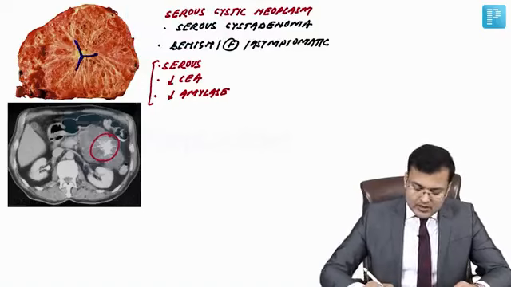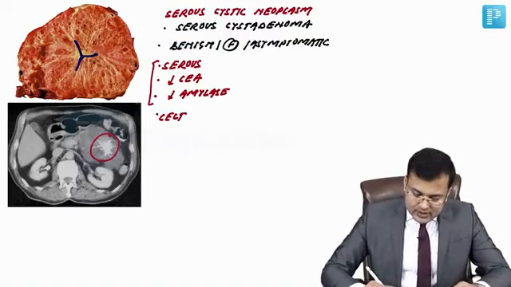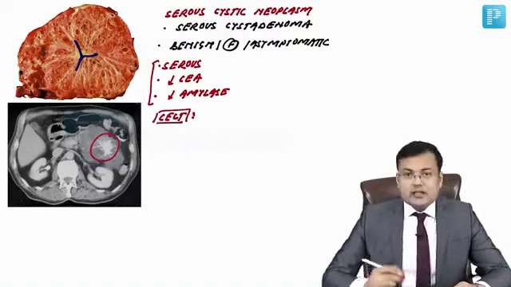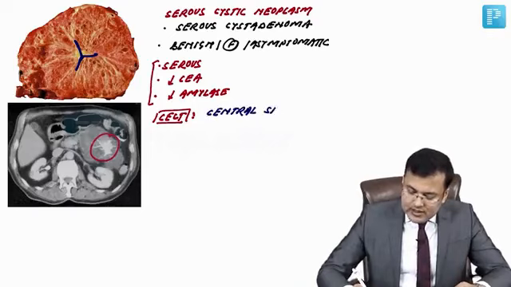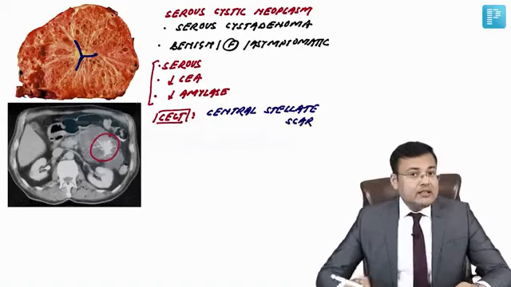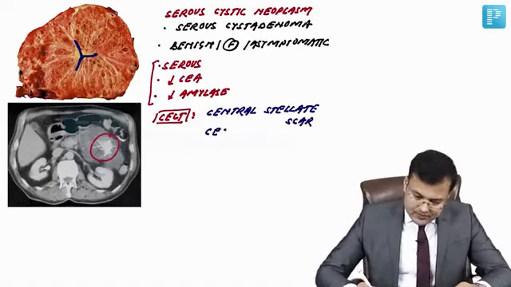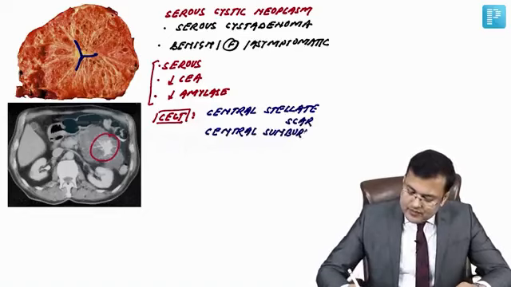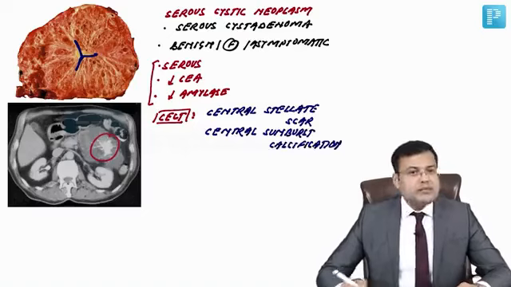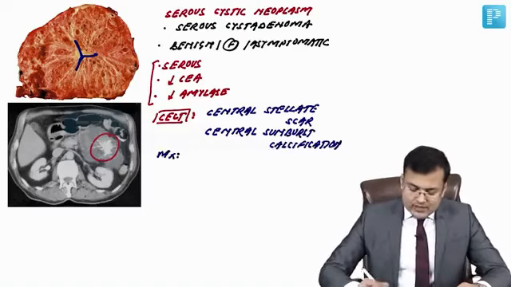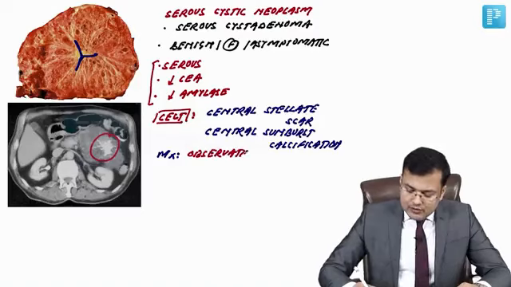So two important questions. Investigation of choice for diagnosis, that is CECT. And on CT, what kind of appearance? There is central stellate scar, or there is central sunburst calcification. Clear? Patient is asymptomatic, tumor is benign. That's why in majority of cases, what is recommended? We go for observation.